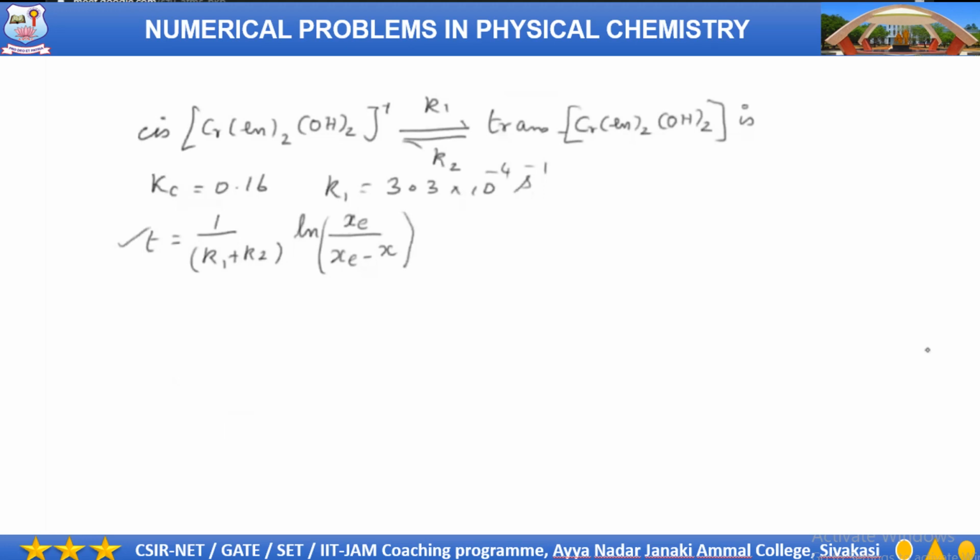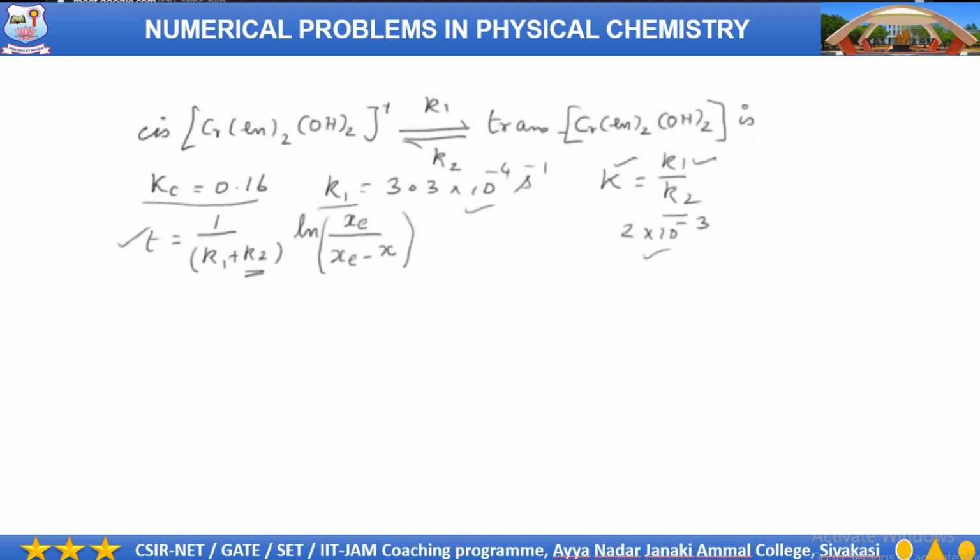K1 is given. Is it possible to calculate k2? Yes, it is possible, from Kc. You know Kc is equal to k1 by k2. This is given and this is given, so k2 can be calculated. And the k2 value is found to be nearly, if you put this, 2 × 10⁻³. Therefore, k1 is known, k2 is known.